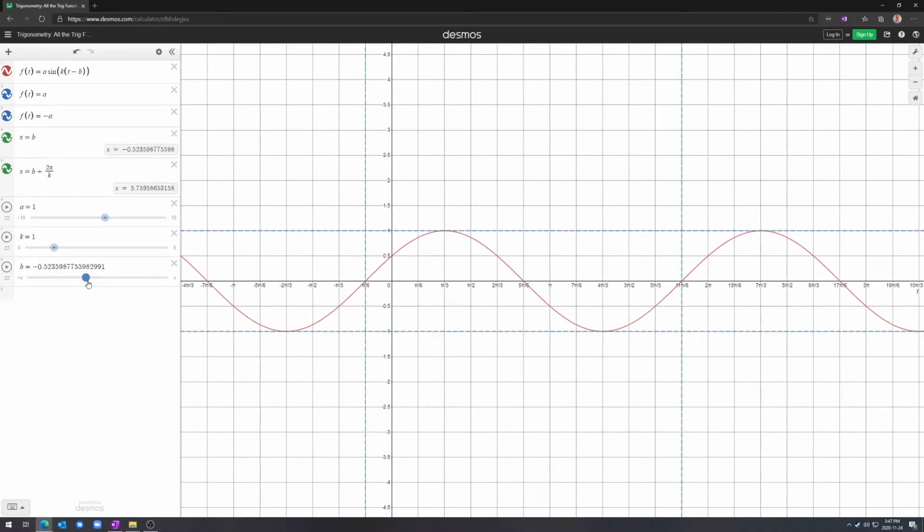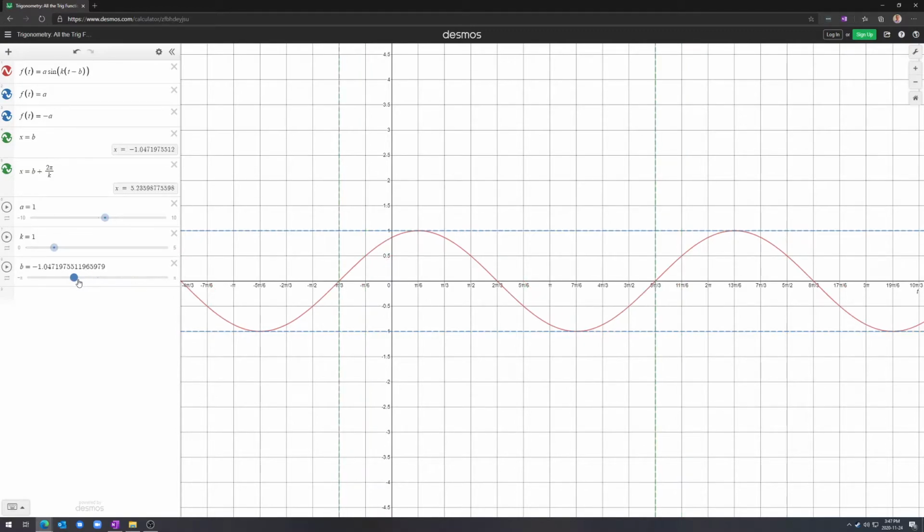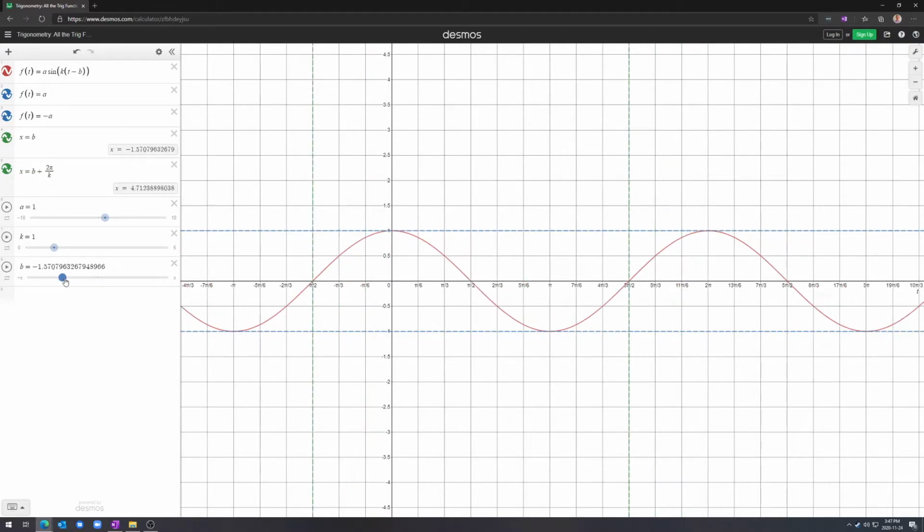Now this is t plus pi over 6, and b right now is negative pi over 6. My phase shift is negative pi over 6, and the graph moves that direction. Negative pi over 3, negative pi over 2. And so you see my b is negative 1.57, which is pi over 2, and my graph right now is sine of t plus pi over 2. Now this should look familiar because this is actually the graph of cosine. And so that gives us a nice little identity. Sine of t plus pi over 2 is equal to cosine t.